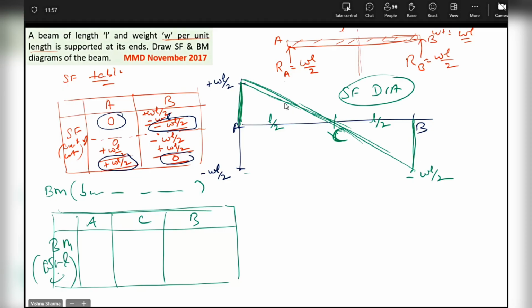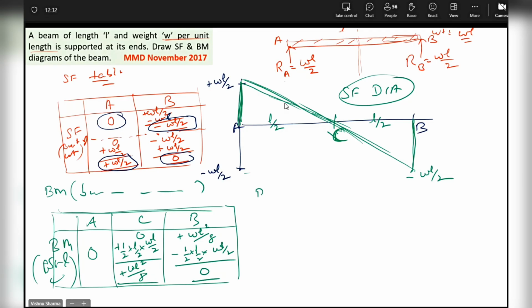Okay. So at A, it is 0. I carry forward 0. Then plus the area of the triangle, plus half. Base is L by 2. Height is WL by 2. Leaves you with plus WL square by 8. You carry plus WL square by 8 here. Then minus half into L by 2 into WL by 2, becoming 0.